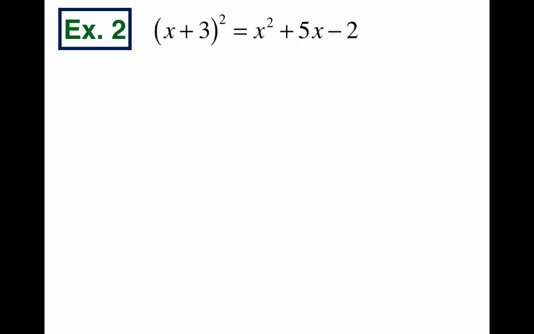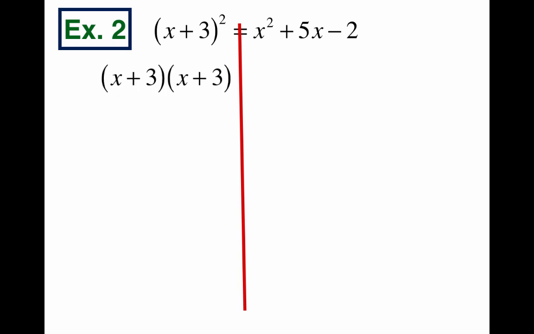Here is a problem that's more complicated. The quantity x plus 3, squared, equals x squared plus 5x minus 2. Remember, we're solving for x here. So line down the equal sign, get x all by itself. Now here's the complicated part of this. We have x squareds. And x plus 3 squared actually means x plus 3 times x plus 3. So how do we deal with x plus 3 times x plus 3?